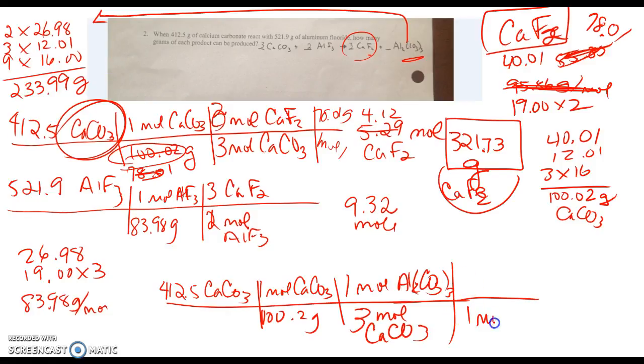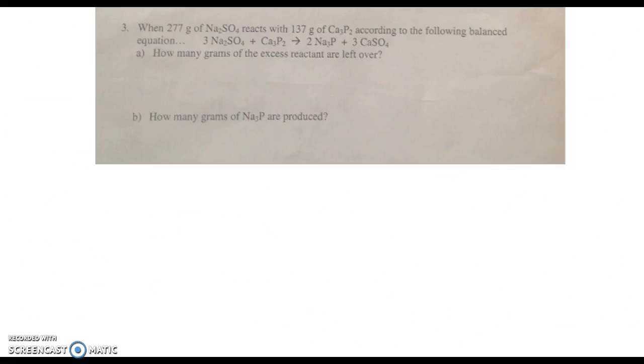So, for every 1 mole of aluminum carbonate, I have 233.99 grams. All right, let's do that calculation. 412.5 divided by 100.02. Over here, another divided by 3 multiplied by 233.99. 321.09 grams of aluminum carbonate. Right, so that took some work, but we had to do a bunch of molar masses, didn't we, to get this done. So let's see if I can get part of this next one done.